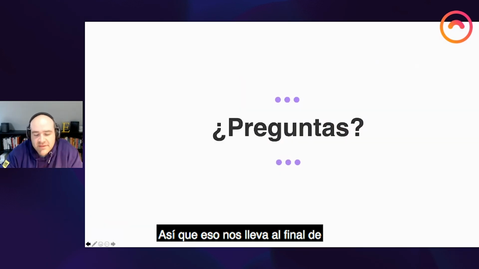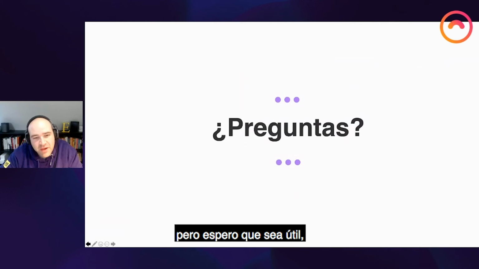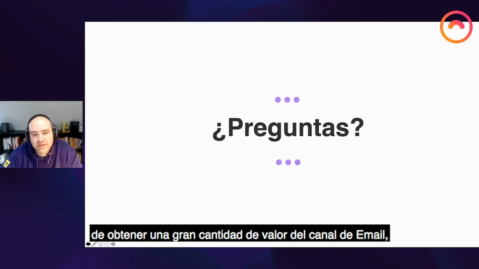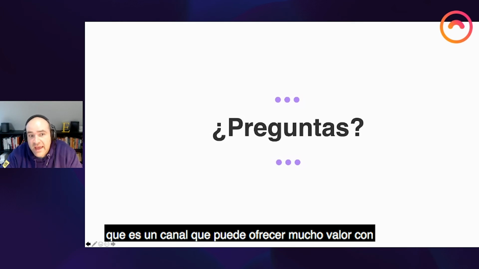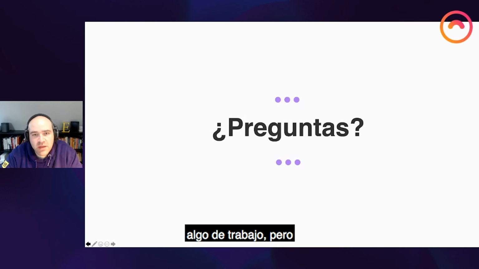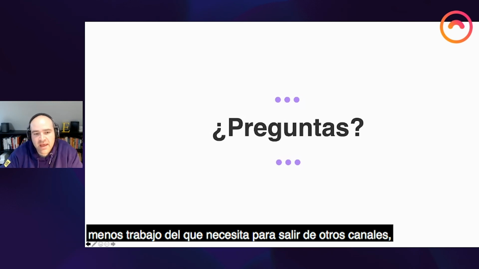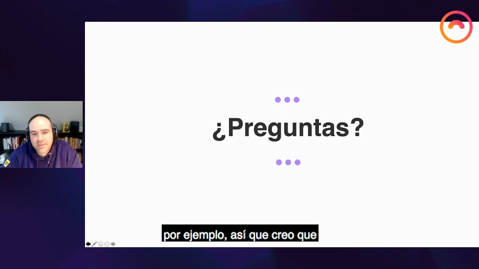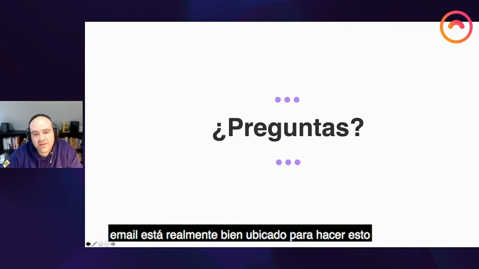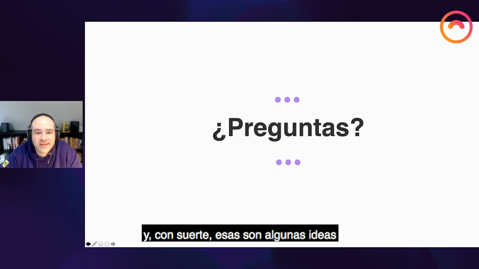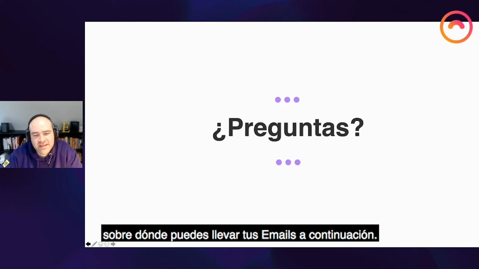So that takes us to, well, the end of my 5 points and a bonus one, really. But hopefully that's useful. I think automated emails are a really strong way to get a huge amount of value out of the email channel, which can deliver a lot of value with some work, but less work than you need to get out of other channels, for example. So I think email's really well placed to do this, and hopefully those are some ideas on where you can take your automated emails next.